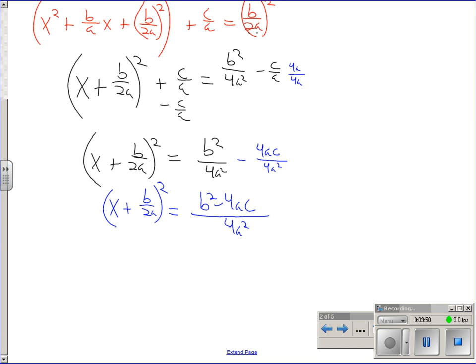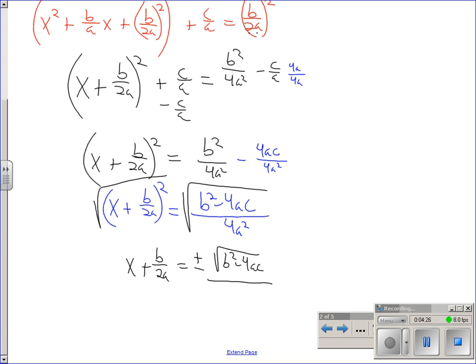So now, take the square root of both sides of this. So, x plus b over 2a equals a positive or negative. All right, b squared minus 4ac, that numerator, we can't take the square root of it. It's not a perfect square. There's two terms. We've got all kinds of reasons we can't. So we're just going to leave it. Square root b squared minus 4ac all over the denominator, 4a squared.